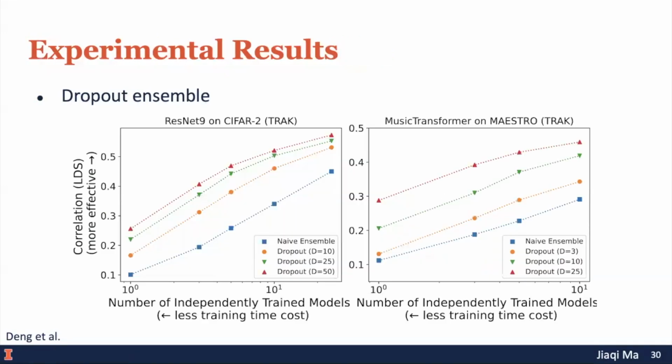And here's the result. For dropout, we observe that this dropout Ensemble improves the data attribution performance with very little computation overhead. In this plot, the x-axis represents the number of independent trained models, while the different curves correspond to different numbers of dropout masks used in the Ensemble, right? And we can see a clear performance improvement by including these dropout mask variants of models in the Ensemble.